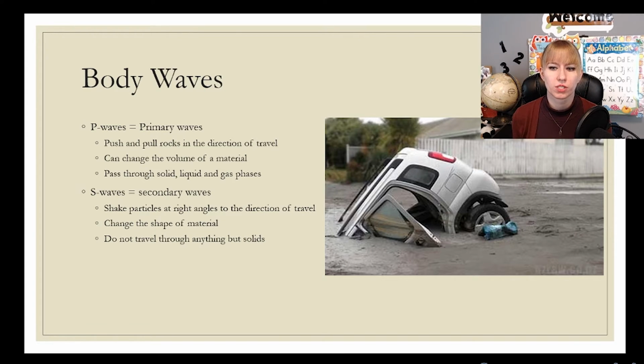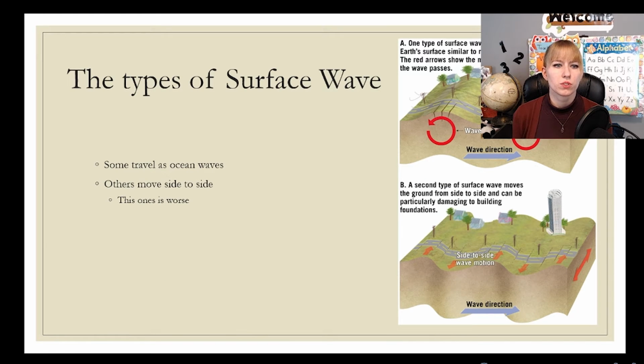These are your traditional side-to-side shaky waves that you think of. And they, again, do not travel through anything but solids. So some surface waves travel like ocean waves, where they make a circular motion, and others move side to side. It's actually the side to side that is worse, because that's going to cause the most infrastructure damage.